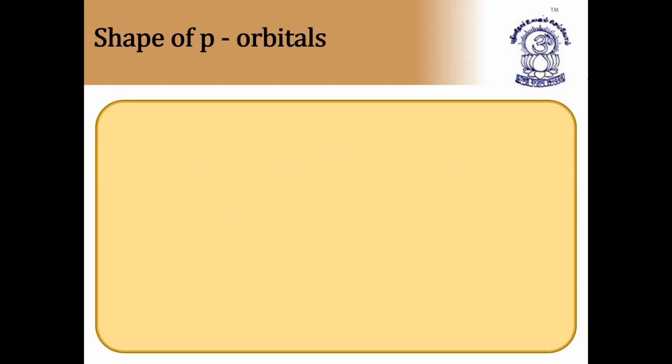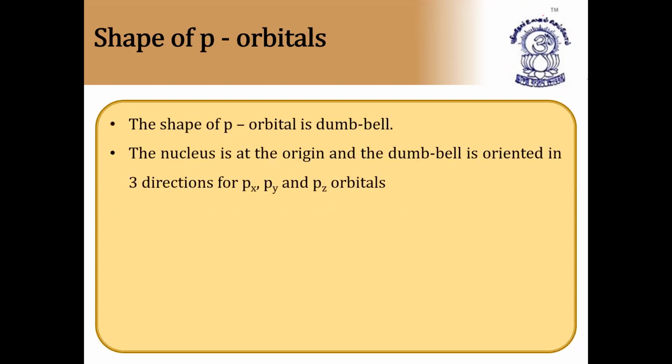Next, the p orbital. The shape of the p orbital is dumbbell. Dumbbell means the dumbbell you use in the gym, so they are just like dumbbells. The nucleus is at the origin and the dumbbell is oriented in 3 directions, that is px, py, and pz orbitals. In p orbitals, we already know it has 3 suborbitals: the px orbital, py orbital, and pz orbital.